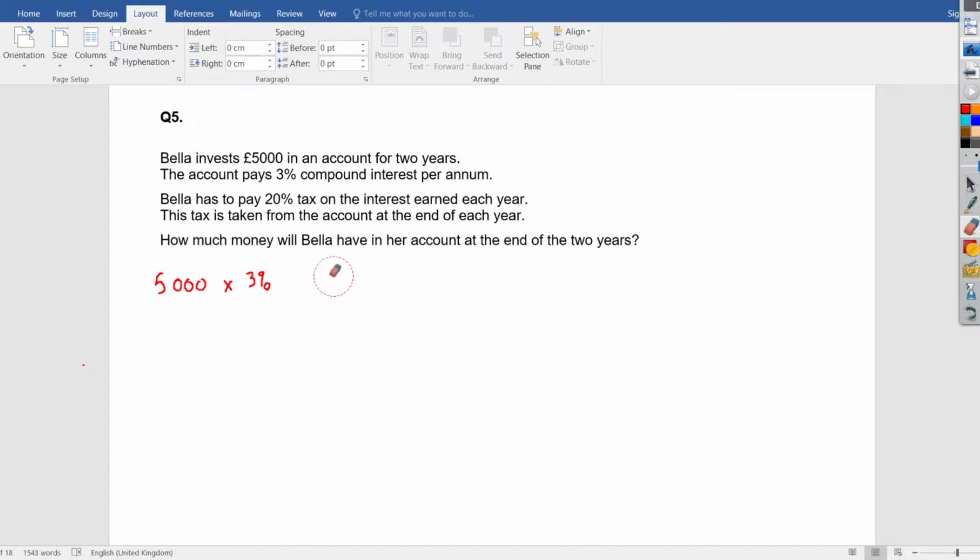So you could put 0.03 in your calculator, or type in 5,000 multiplied by 3%, which is 0.03. Either way, the answer gives you the interest she's going to earn in the first year, which is £150. Now on this £150, Bella has to pay 20% tax.